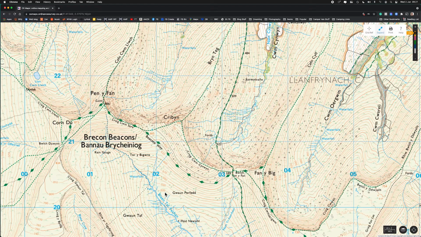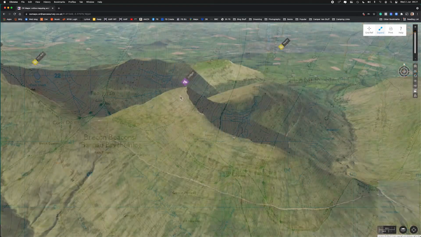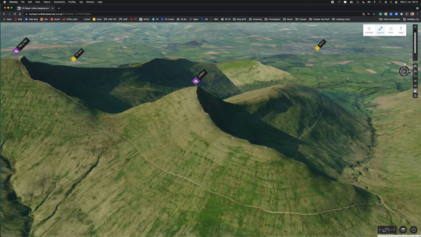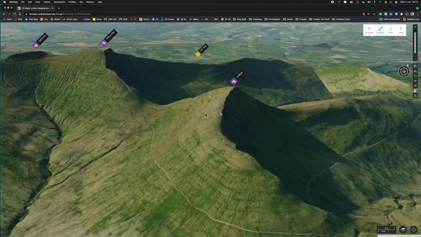Now, to help you visualise that, the Ordnance Survey desktop app has a 3D aerial view. So there's the Cribben that I was talking about, and that's the gentler slope on the Cribben. And if I just turn it round, we can see there that that's a gentler slope, and the contour lines on this part were much closer together, therefore it's a steeper slope.